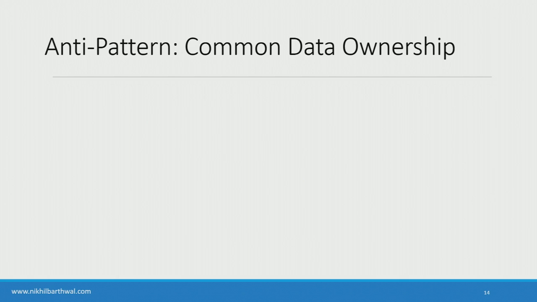So let's talk about anti-patterns here: common data ownership. Now we know that in the microservices world, what they recommend is that each service should have its own database, right? So you have a database for each service, you don't share the database, and you have a well-defined interface to that service through which they communicate. That kind of pattern extends to serverless applications also.